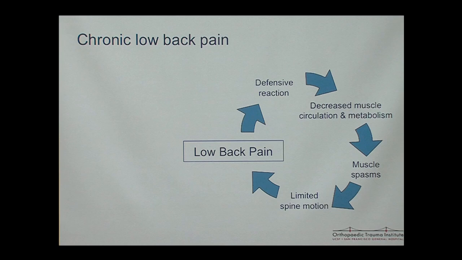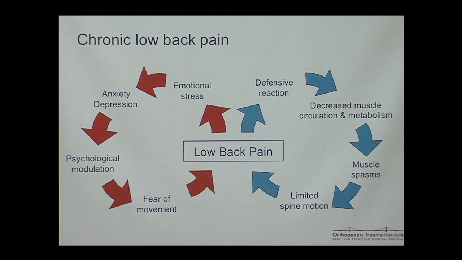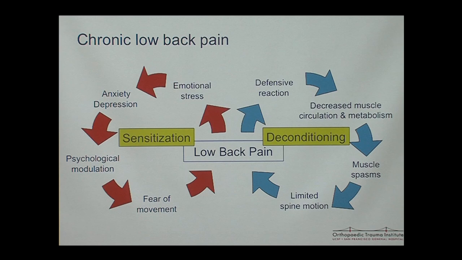On the other side, because of the back pain, people feel emotional stress, and that causes anxiety or depression. Then there is psychological modulation, and people feel a fear of movement. I cannot do it because it may cause pain. This part we call deconditioning for the muscle, and this part, as I told you in the previous slide, is sensitization. So for the acute process and the chronic process, we see different mechanisms of pain.